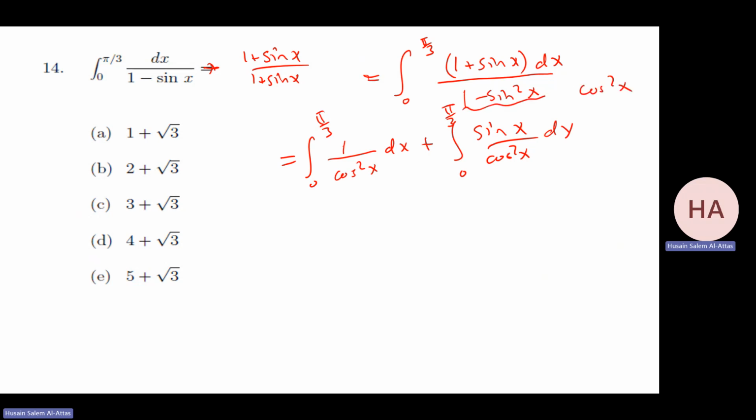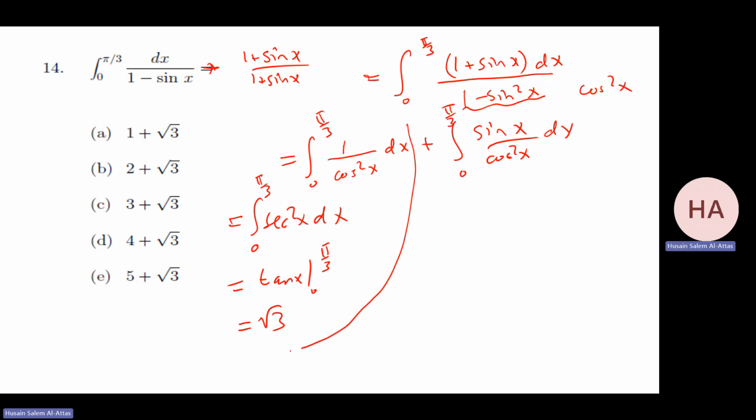This is cosine square, very clear. And I split it. This one is secant square, which I know how to integrate, which is tan x from 0 to pi over 3, which is what? Tan pi over 3 is square root of 3. This one is here.